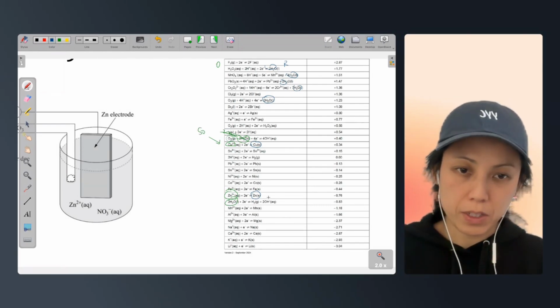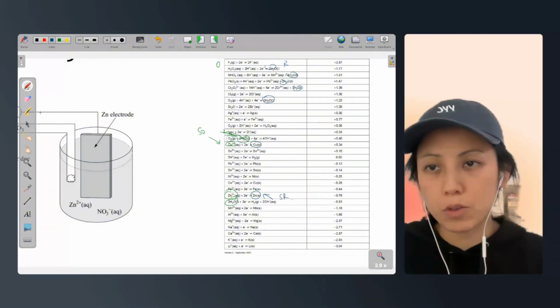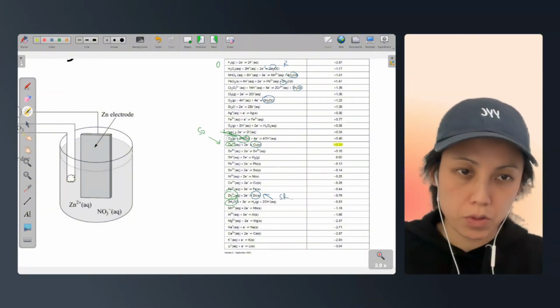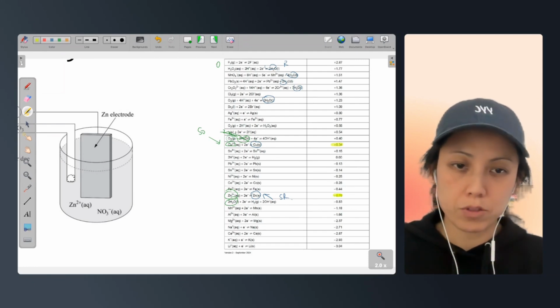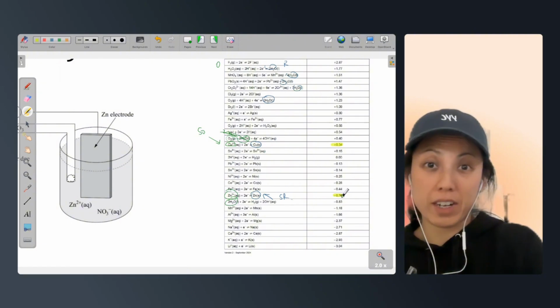Going on the right-hand side, my strongest reductant is this side. Now, if you have a look at the E0 values, you can see that the E0 value for the strongest oxidant is higher than the E0 value from the strongest reductant. That means a spontaneous reaction will occur, which is why galvanic cells can work.